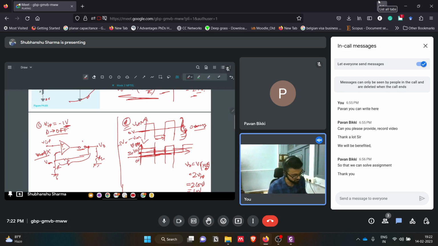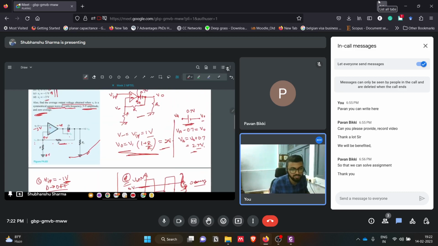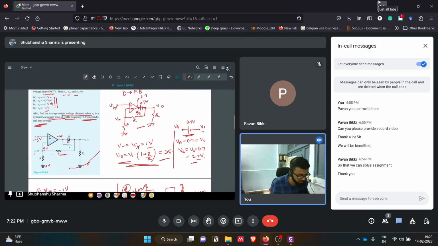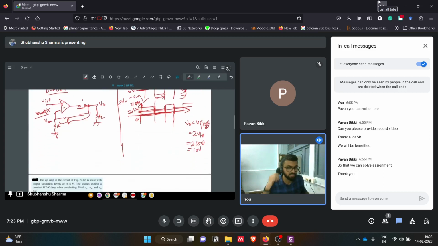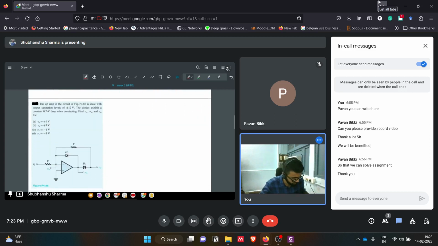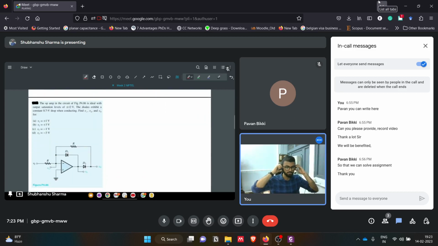So once we get the answer, we should see how this output will help in a real scenario. If you want to shift the DC bias of a waveform, then you can realize these kinds of circuits. You can think in this way also. So we'll move to another question.